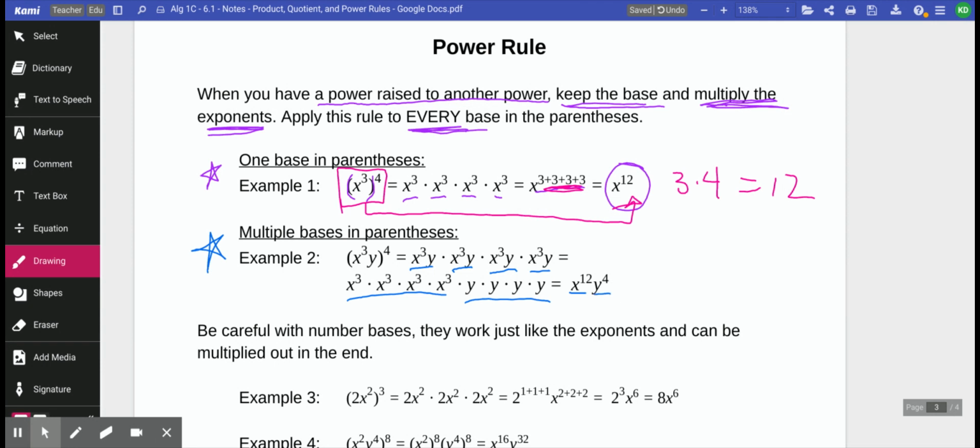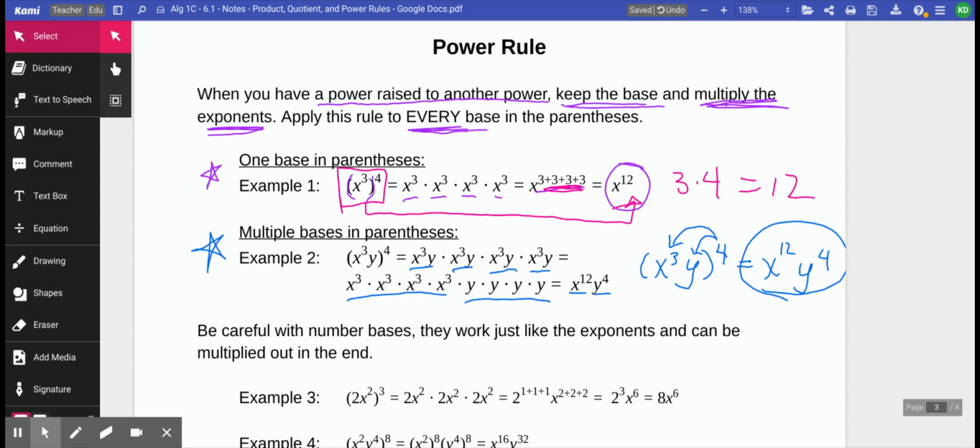So really what we're doing is we're taking that x to the 3rd and the y, and we're just applying that 4th power to everything. So I think x to the 3 times 4 is 12, and y to the 1st, right, to the 4th becomes y to the 4th. So if it doesn't have an exponent, we just put that exponent on it.